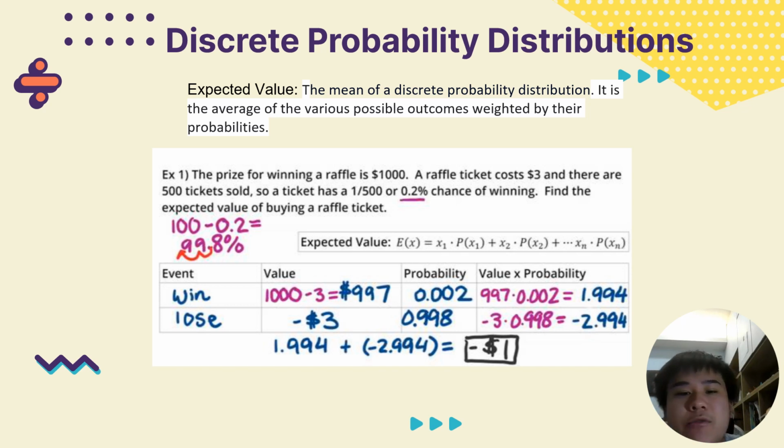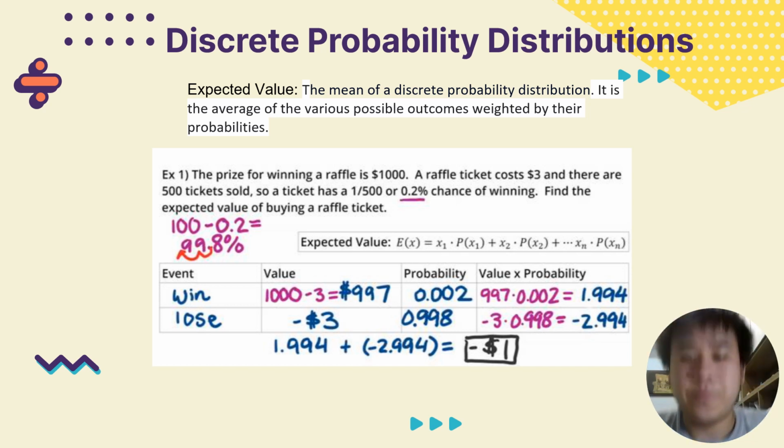The prize for winning a raffle is $1,000. A raffle ticket costs $3, and there are 500 tickets sold. So a ticket has a 0.2% chance of winning. Find the expected value of buying a raffle ticket. So we have 2 events: win and lose, and the value for win is 997, since you subtract the cost. The lose is -3, since you spent $3 on a ticket.